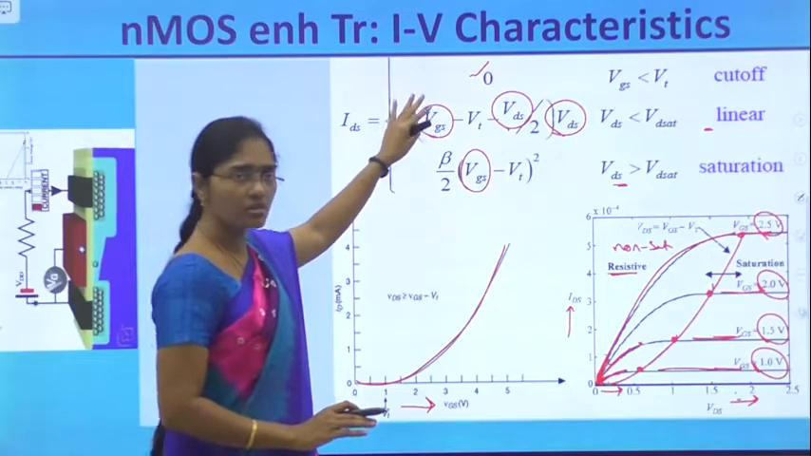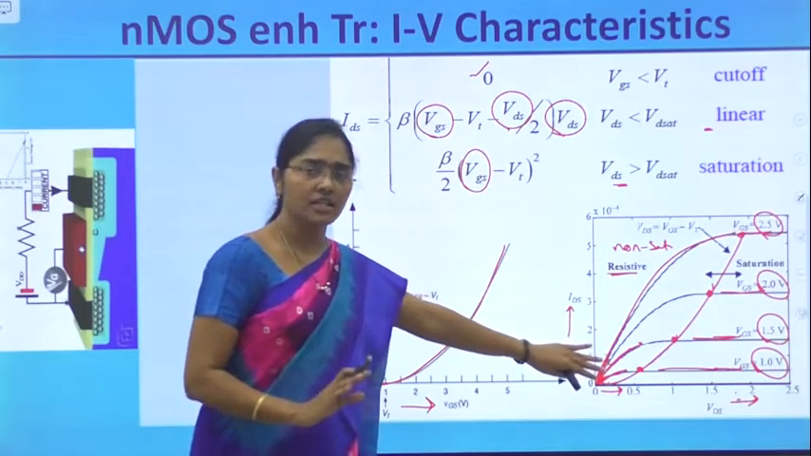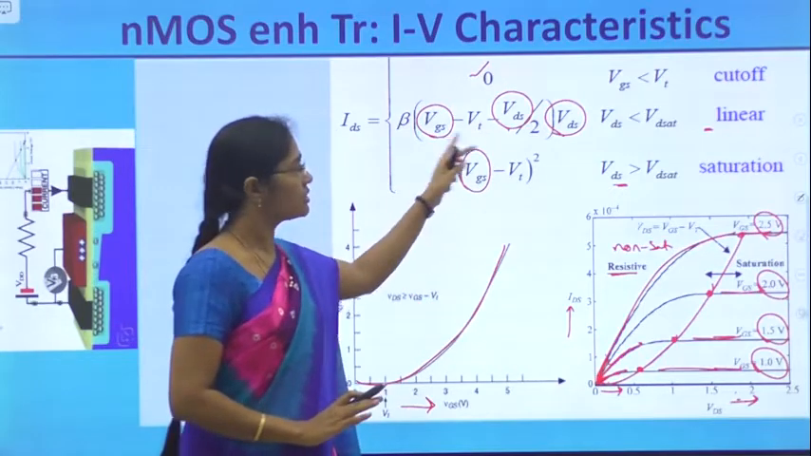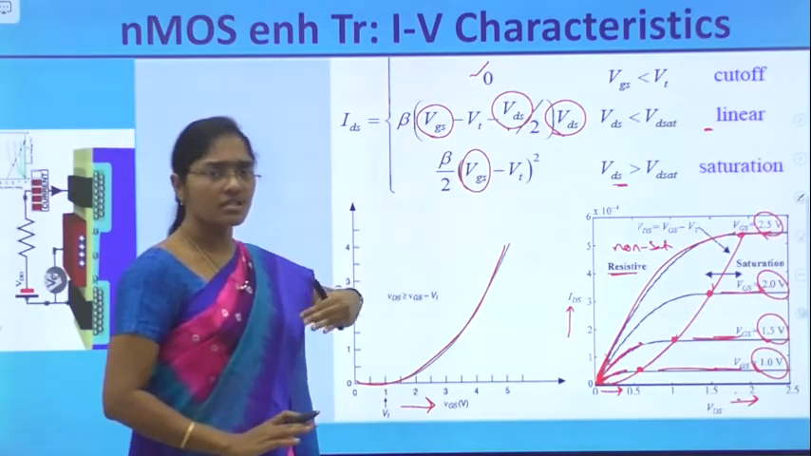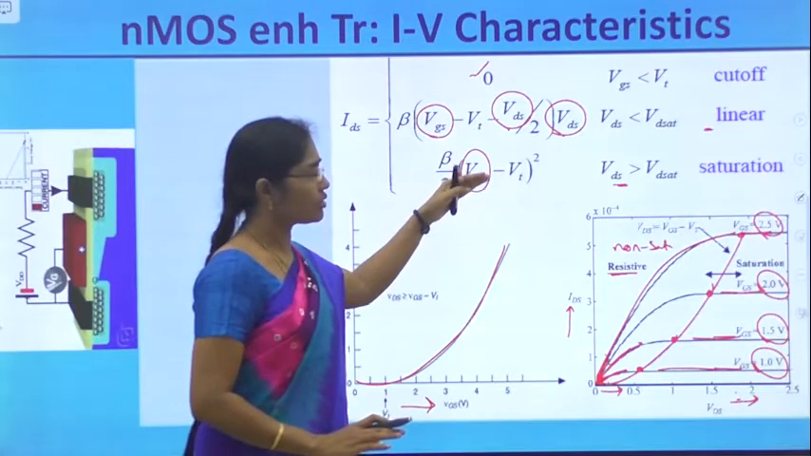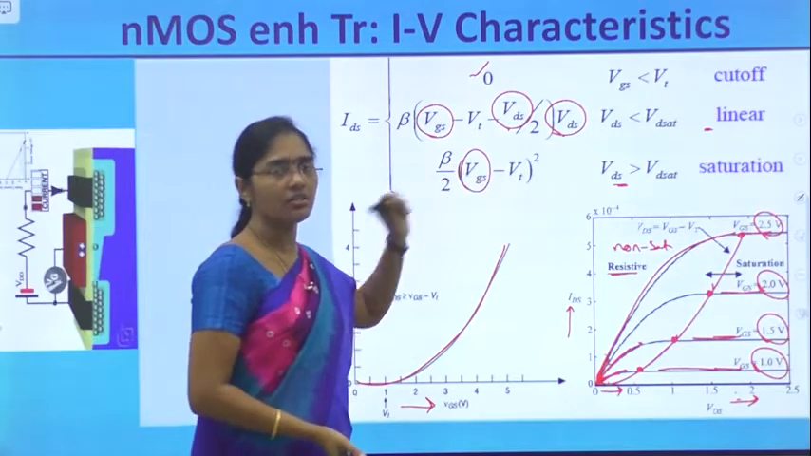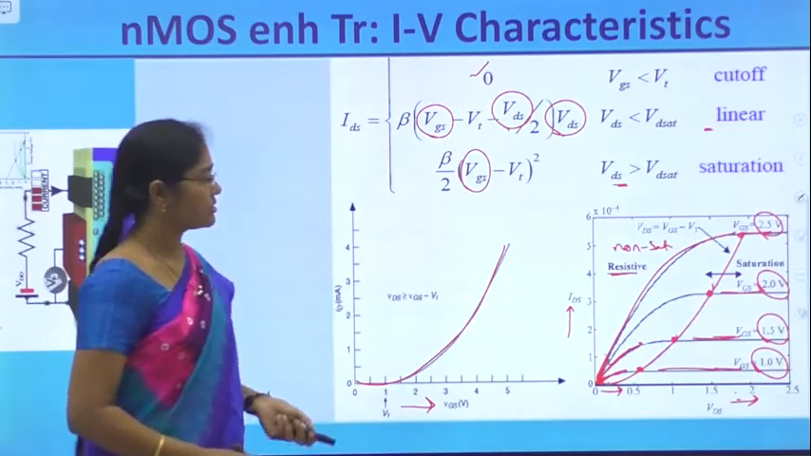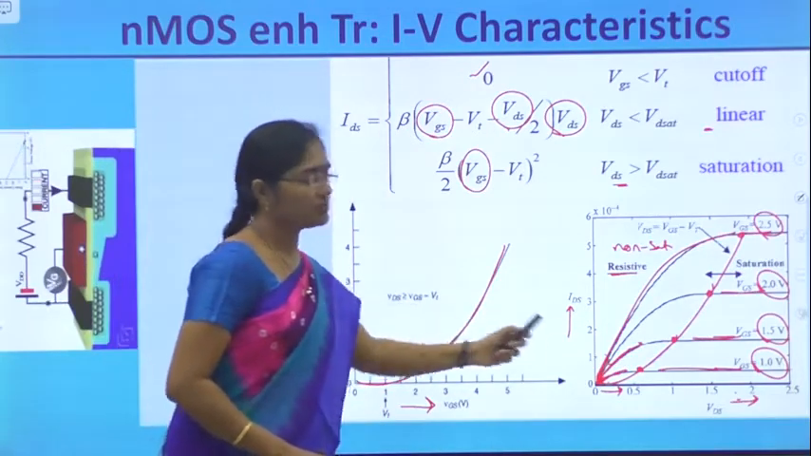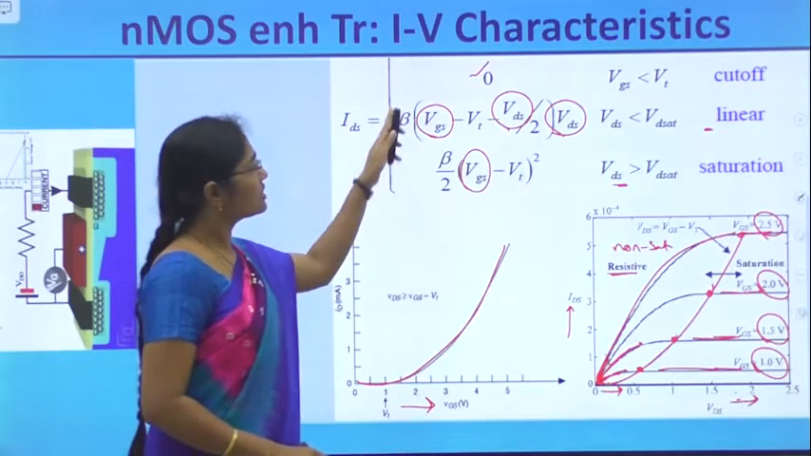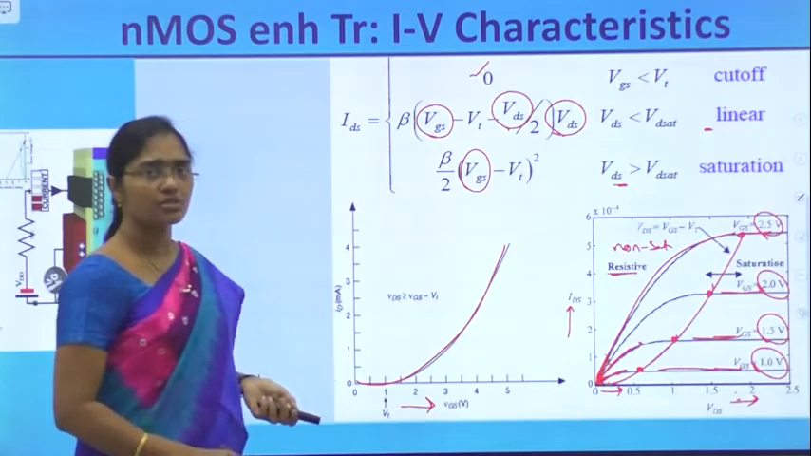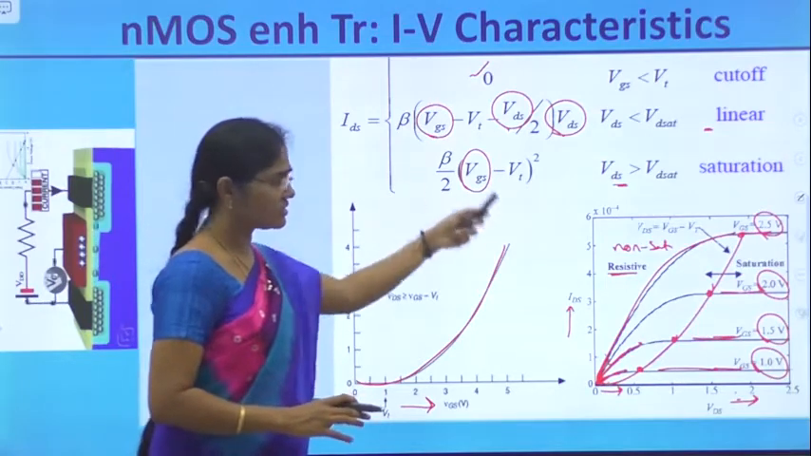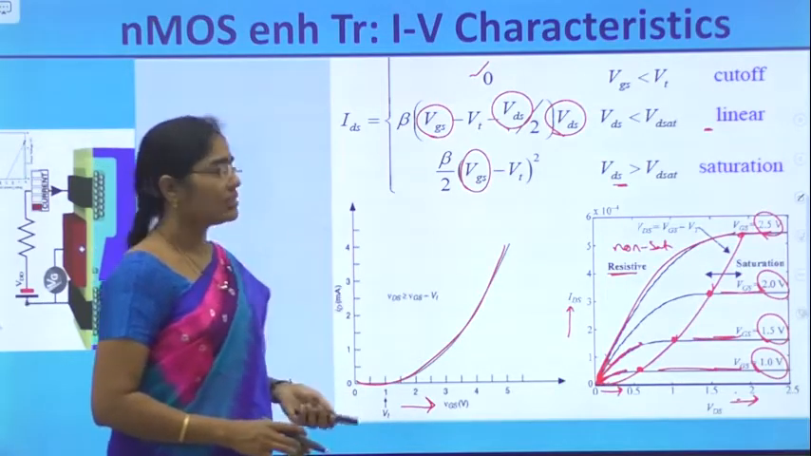In the cutoff region, current is 0. In the non-saturation region, current varies depending upon the VGS and VDS values. And in the saturation region, current depends upon the VGS, not on the VDS. That is represented here in the graphs. These two figures are the graphical representation. This is the mathematical representation of the currents in the transistor, describing the operation of the MOS transistor.